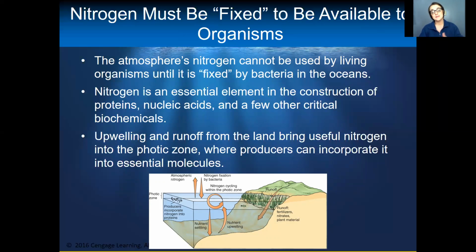Now, the negative side of that is that too much nitrogen fixation can actually cause issues in the ocean. Runoff is a good example of this. Runoff is essentially water on land that is picking up extra chemicals, extra nitrogen, and running off into the ocean. So then all that bacteria is fixing extra that it doesn't need to be fixing.